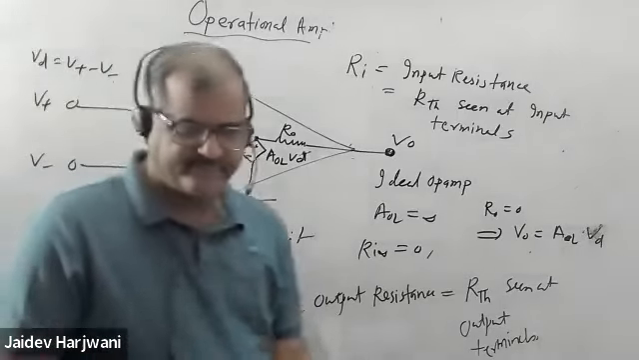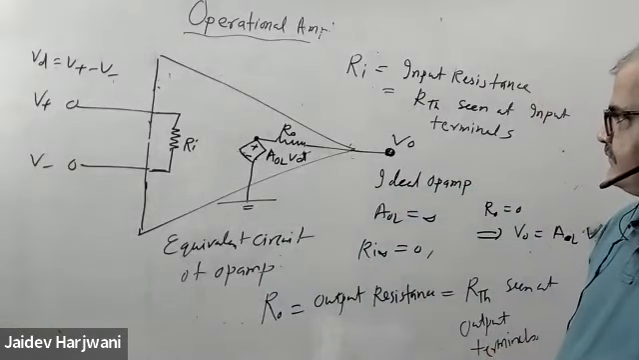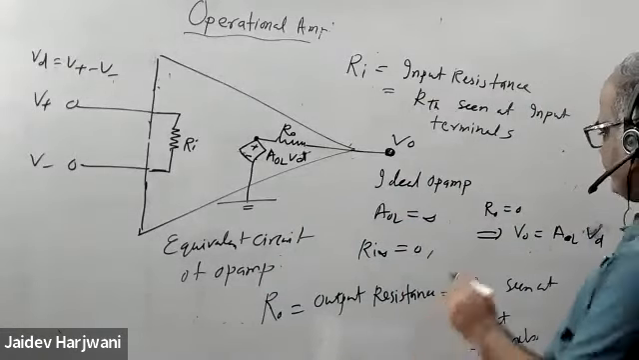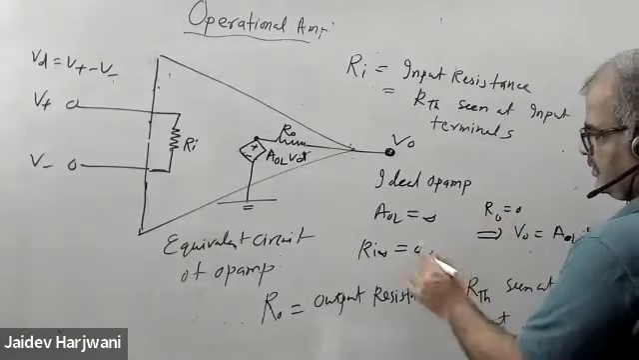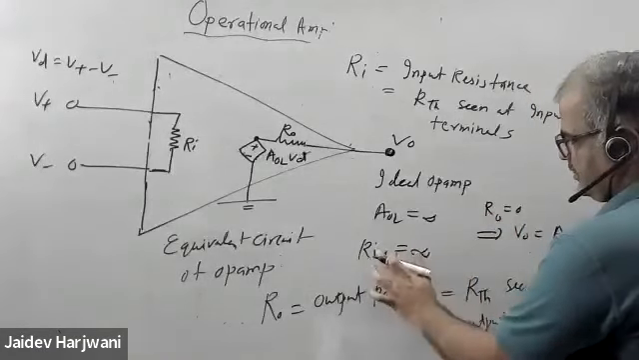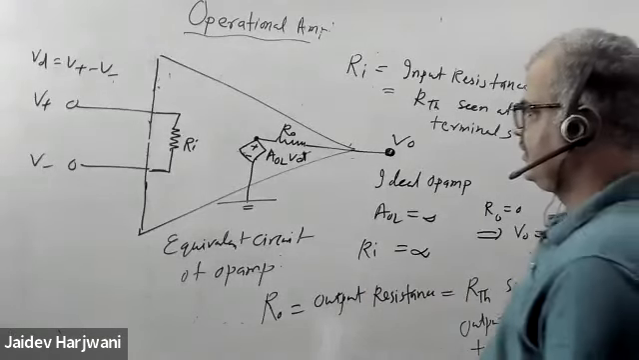Sir, you have written 0 for R input here. R input is infinite. R output is 0. R input is infinite. Okay sir. R input is infinite.